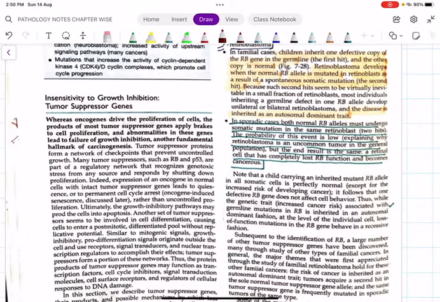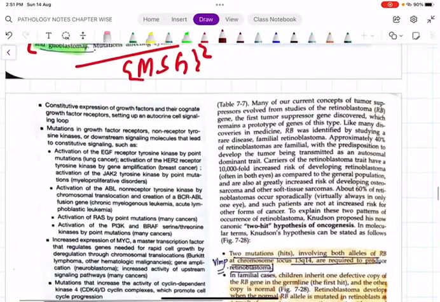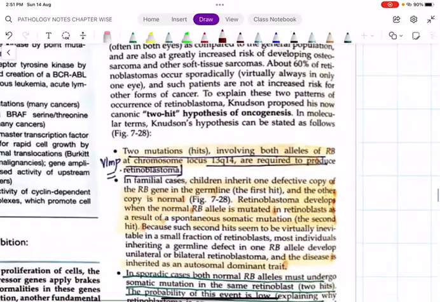Insensitivity to growth inhibition, or the role of tumor suppressor genes. Normally the cell cycle has some checkpoints, and these checkpoints are controlled by a group of genes called tumor suppressor genes. The most important of them are retinoblastoma and TP53, tumor P53. So now let us see what Knudson's two-hit hypothesis is.